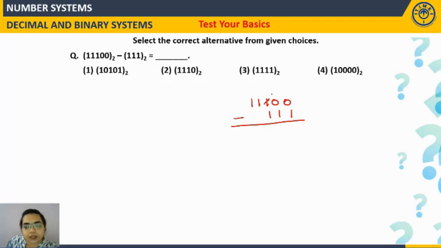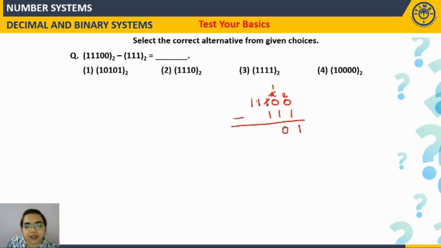Cancel 1, you will get 10, which is nothing but 2. From 2 cancel 1, you're left with 1. There is a carryover, you get 10 here. 10 here is nothing but 2, yes or no? Okay. So 2 minus 1 equal to 1. 1 minus 1 is 0.